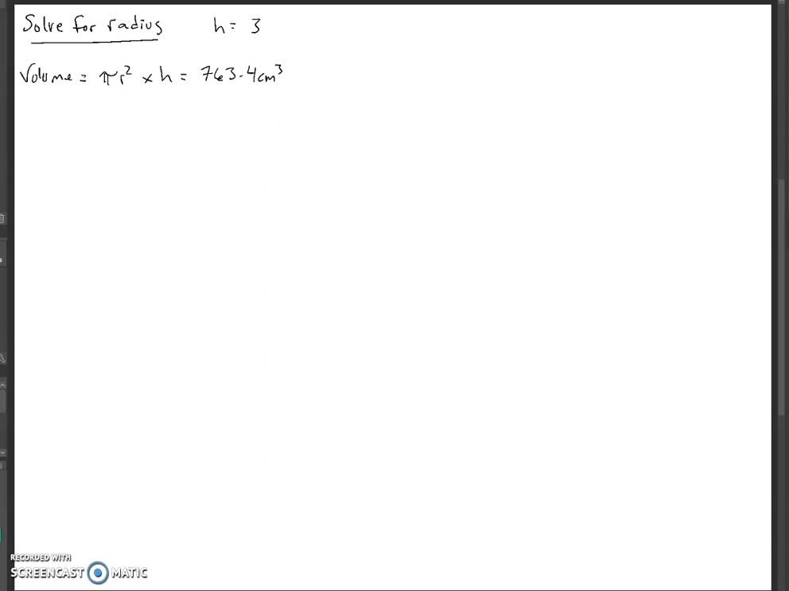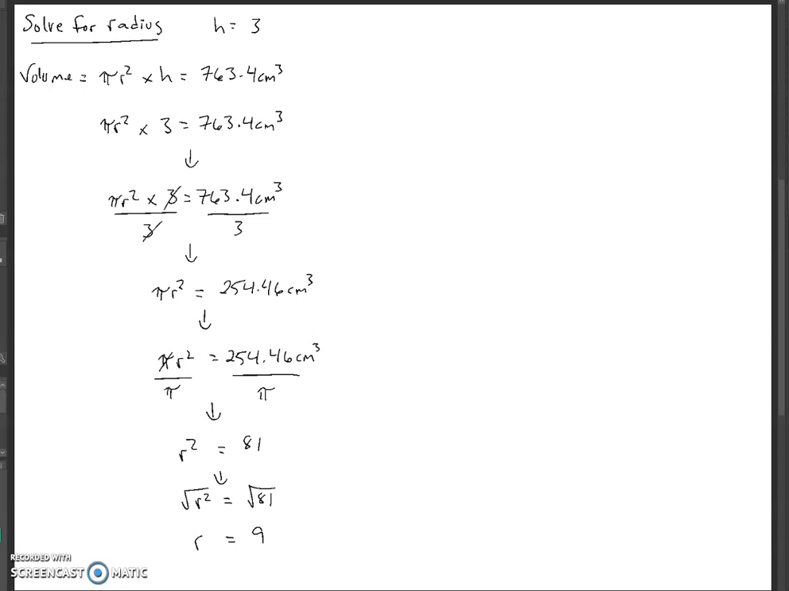For the volume, we'll solve for the radius. Pi r squared times height, 763. So we'll just plug the height in. Pause the video. And the answer is right here. I thought I'd just take it down the chain, the process here. Takes a little bit to get to r squared and all that, but at the end of the day, r equals 9. And that's it for this video.